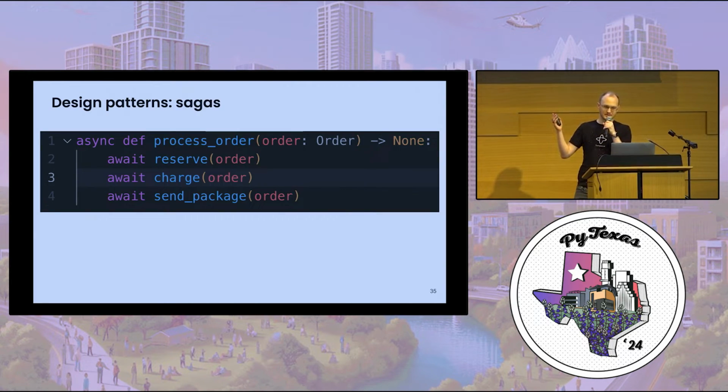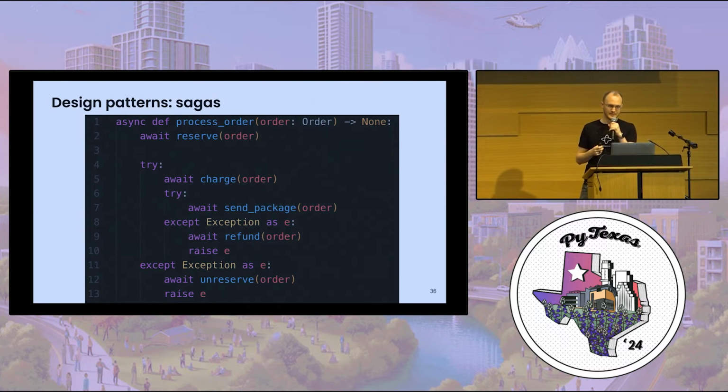So we have this process order function from before with 3 steps. If we want to make this into a Saga, then we need to add compensating actions. We need to catch any failures and undo previous steps. So we try and catch. Let's say the reserve step on line 2 succeeds, and then charge succeeds, and then we get to send package, and it has a failure.